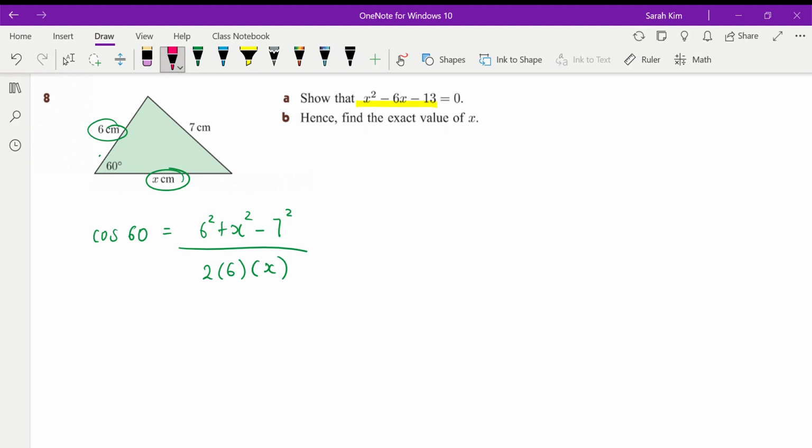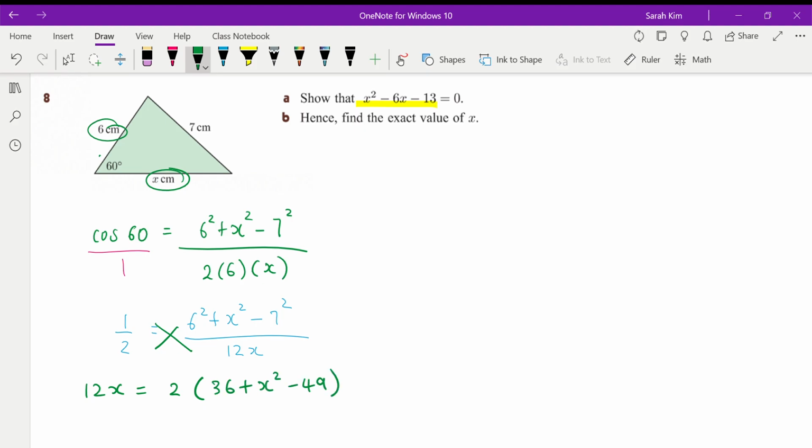Alright, so now I have a fraction, meaning I can cross multiply. Well, cos 60, I should be able to figure out what that is. That's actually a half. So I'm going to replace cos 60 with a half. And then now I'm going to replace this equation as a cross multiply. I'm going to simplify this as 12x. So now I cross multiply and I get 12x equals 2 times 36 plus x squared take 49.